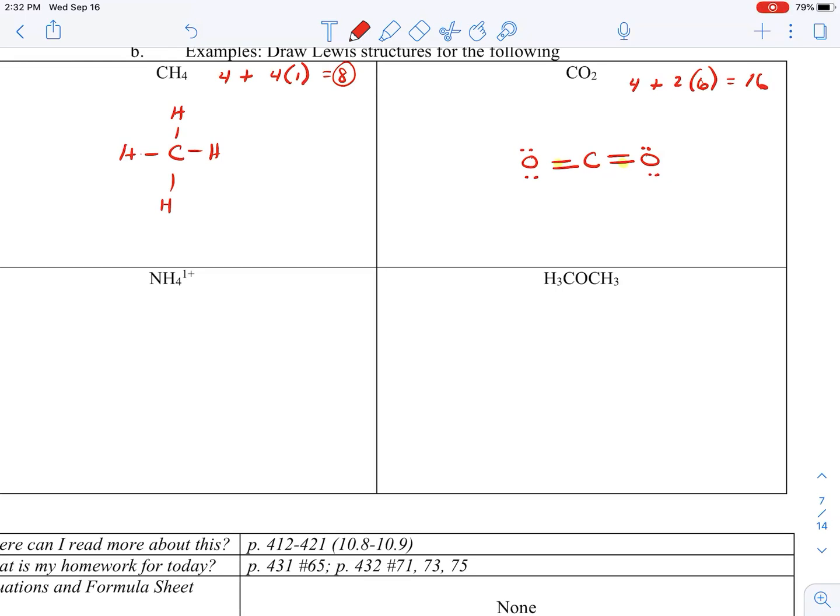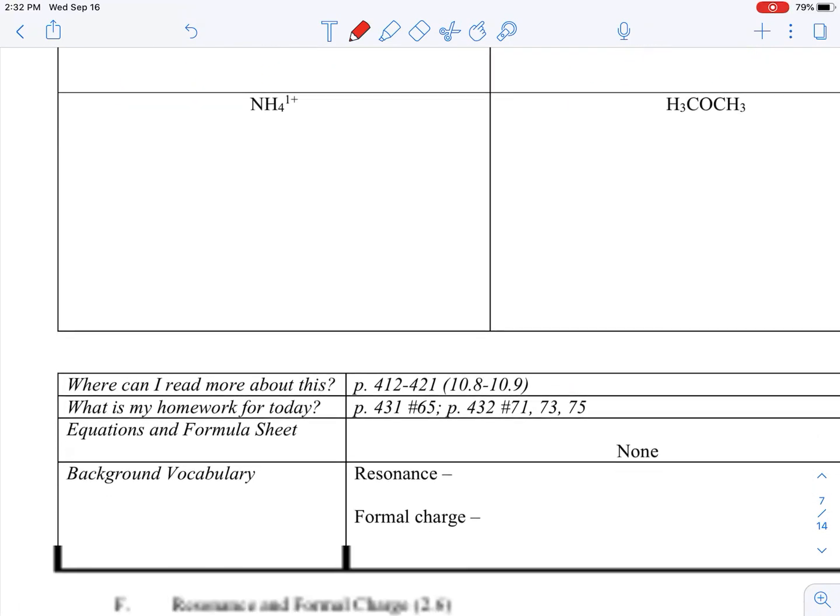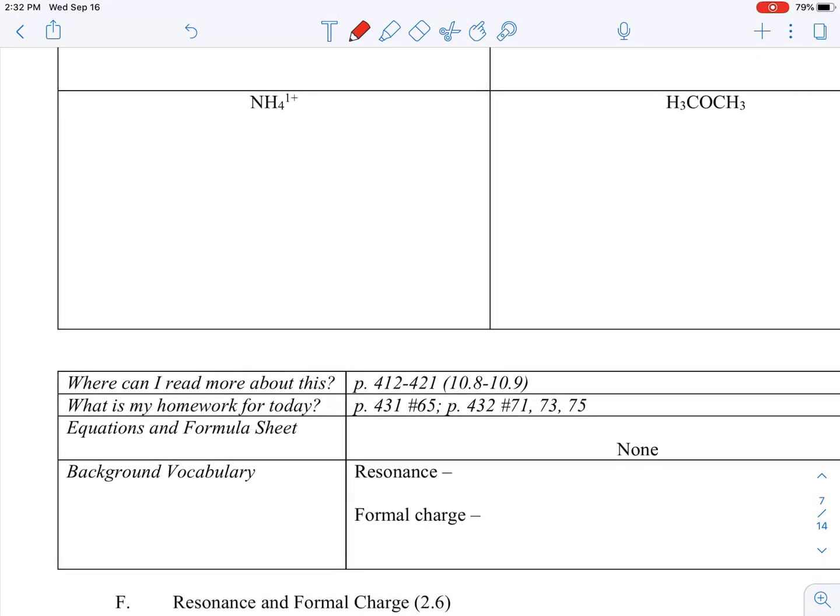We've got NH4. Okay, NH4. First step is we've got to find our valence electrons. So N is in group 15, so it's got 5 valence electrons plus 4 times 1. Now, this time we have that plus 1 charge. We've got to subtract 1 for that one. And now we've got 9 minus 1 gives us 8.